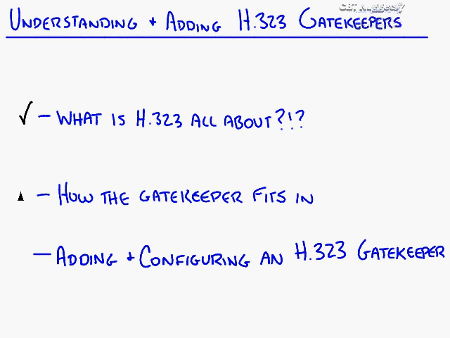The second thing we'll talk about is how the gatekeeper fits in, because ISA Server has the ability to run an H323 gatekeeper. So you may ask, what is it and how does it work? I'll show you that. Finally, we're going to look at how to actually configure it, how to set it up on an ISA Server and make it act as an H323 gatekeeper.